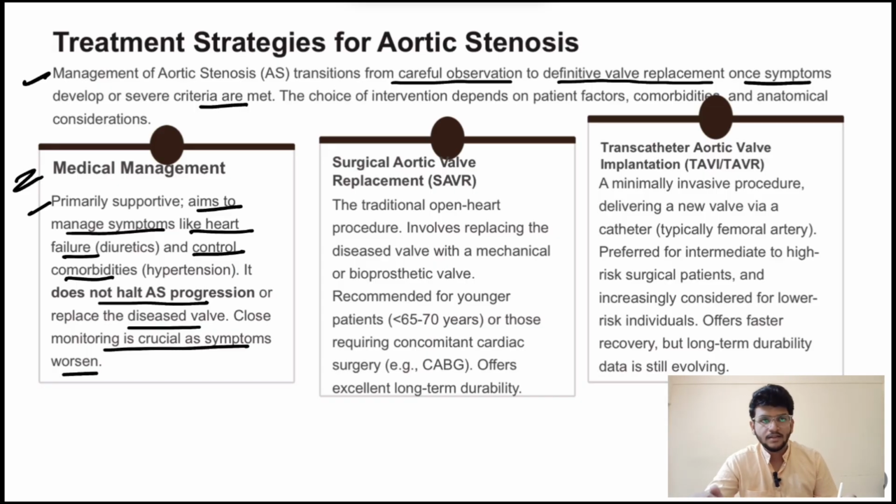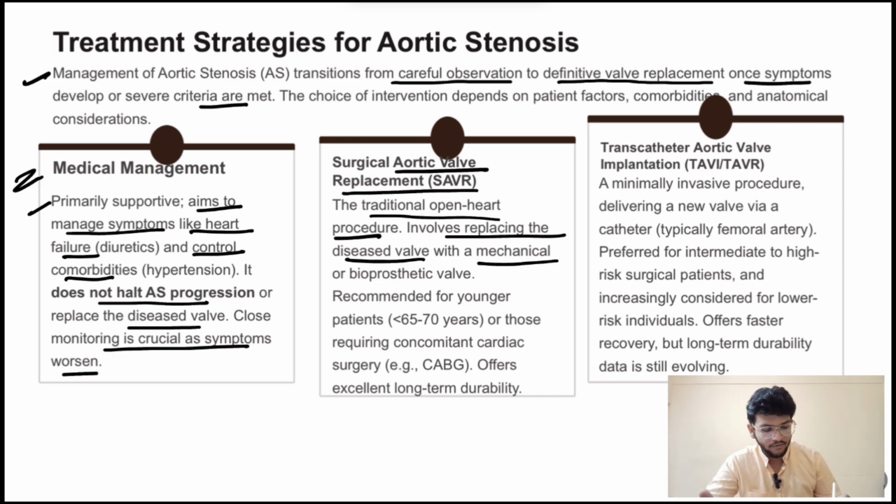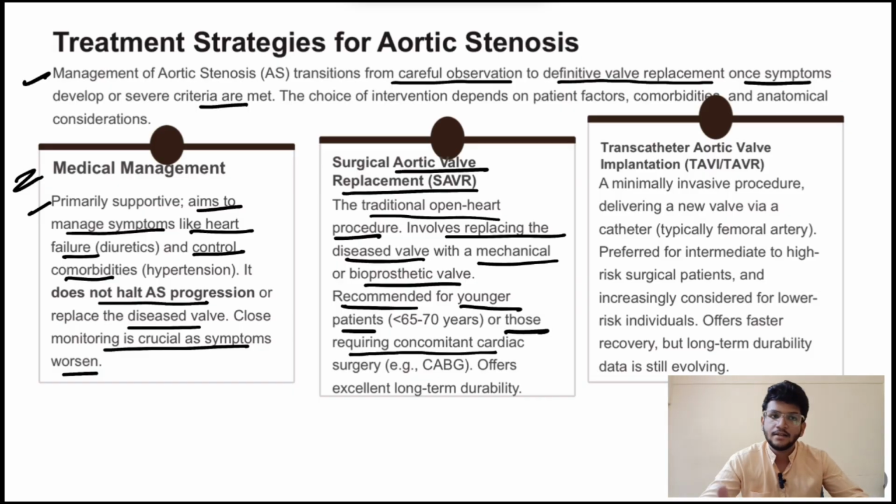Then we have the replacement therapies. Surgical aortic valve replacement, that is SAVR, is a traditional open heart procedure involving replacing the diseased valve with a mechanical or bioprosthetic valve. Recommended for younger patients, less than 65 to 70 years, and for those requiring other cardiac surgeries like CABG. It offers excellent long-term durability in these patients.